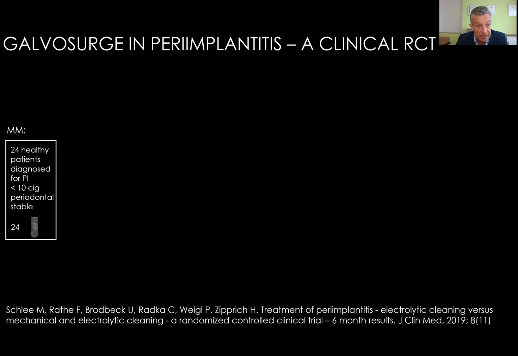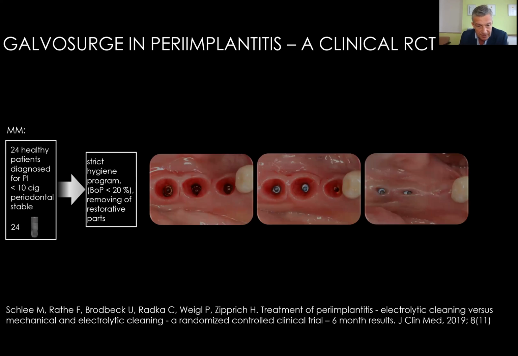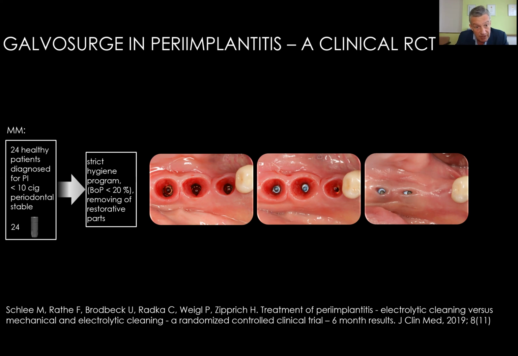Now, let's start with clinics. I guess this is the thing you are most interested in. Initially, for the CE approval mark, we treated 24 healthy patients. Of course, I'm a periodontist, so we started the usual cleaning program, the strict hygiene program, till bleeding and probing was less than 20%. We removed any restorative parts. Why is that necessary? If we want to achieve re-osseointegration, then we need to have sterile implants again. And if we don't remove the restorative parts, then we are not able to clean the inner side of the implant, but we have to. And this was the reason that we removed all the restorations.